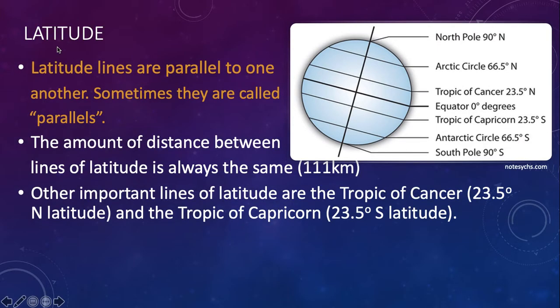Latitude lines are sometimes called parallels because they're parallel to one another. And the amount of distance between latitude lines is always the same. It's 111 kilometers each degree. And I already told you about the Tropic of Cancer and the Tropic of Capricorn.